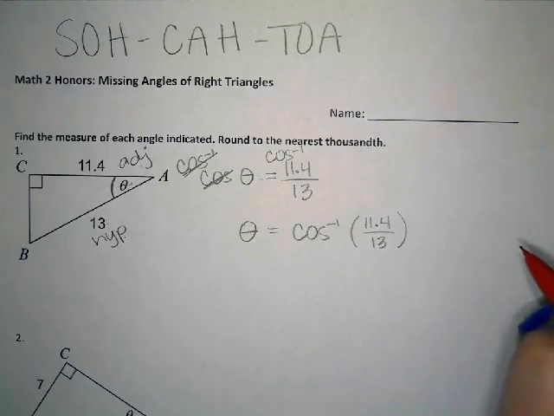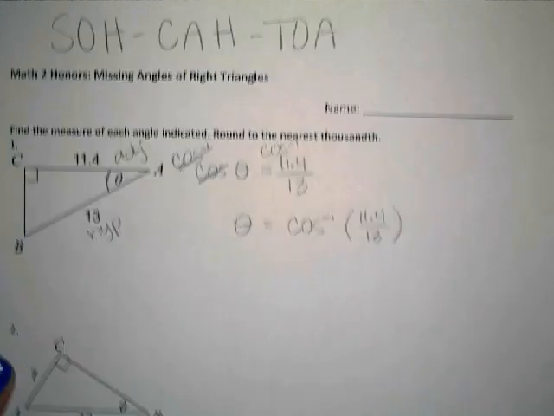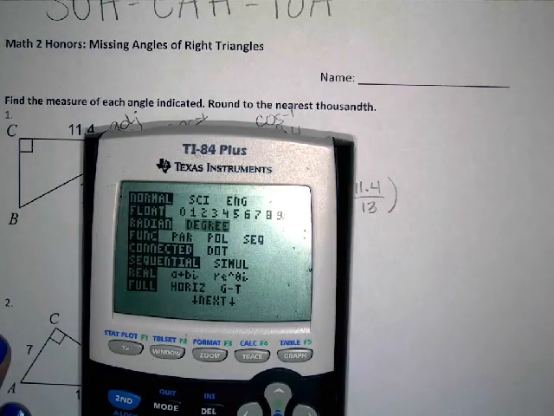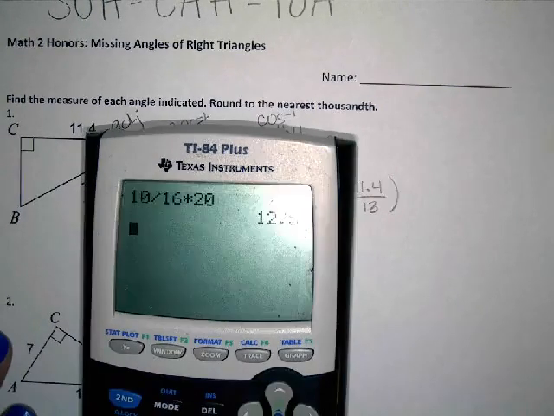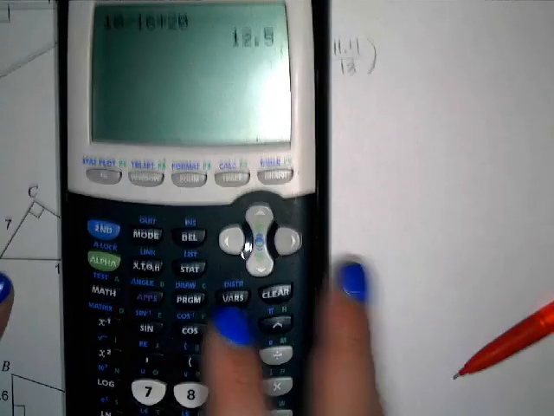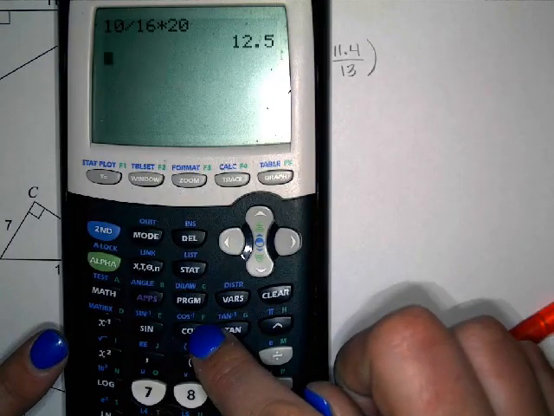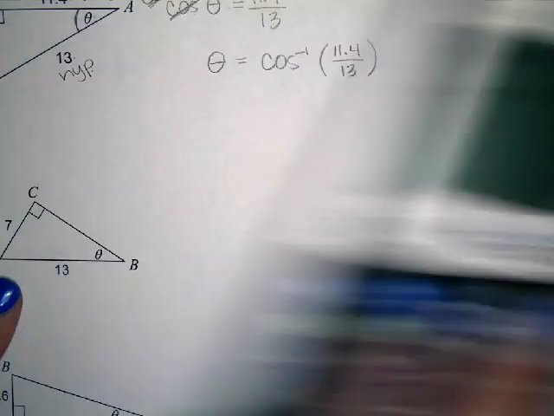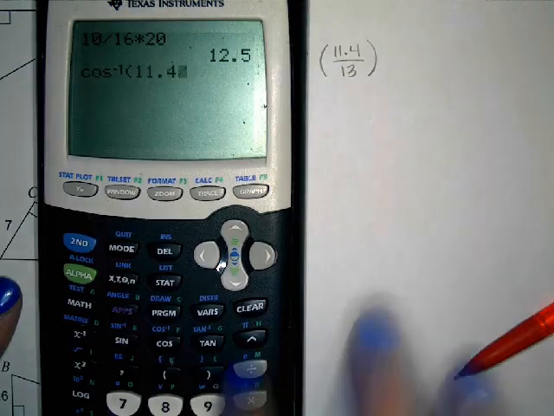And once we type that in, it's going to spit out the angle. It's going to tell us what the angle was. So I'm going to come over here to my calculator, and I haven't checked. Mine is in radians, so I'm going to make sure it's in degrees. And then the cos inverse is in blue above the cos button. So to get to cos inverse, I'm going to hit second cos. And then I'm just going to type 11.4 divided by 13.